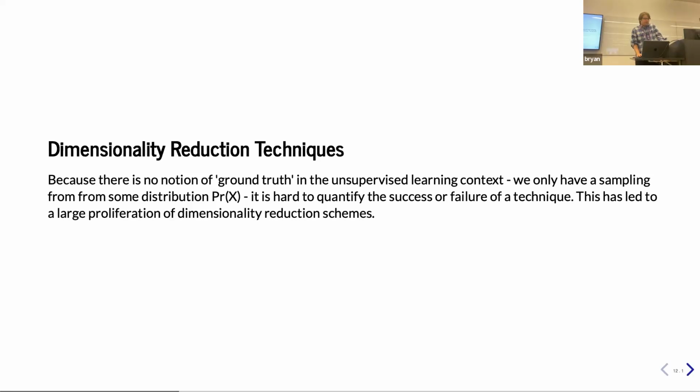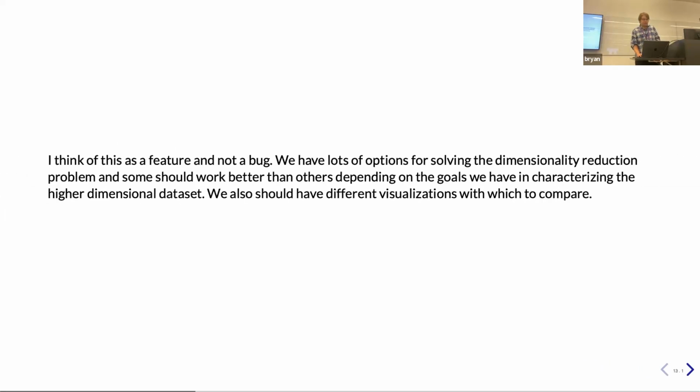One of the issues is that there's no ground truth here. So I can't tell you that this algorithm does a better job of achieving a certain loss than some other algorithm. I have no ground truth, and no way to say one method is better than another. And so this has led to a large proliferation in the kinds of dimensionality reduction schemes that you're going to encounter. I think it's important to think of this as a feature and not a bug, right? This is giving you a lot of options to solve problems. If one doesn't work well, try a different one. It probably will work well.